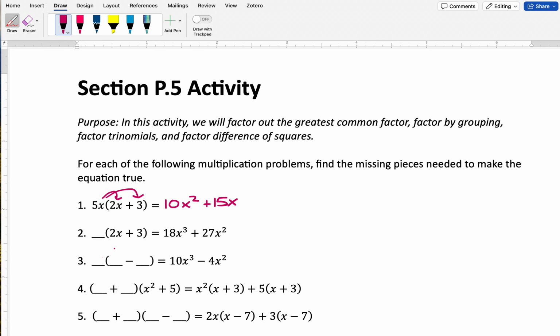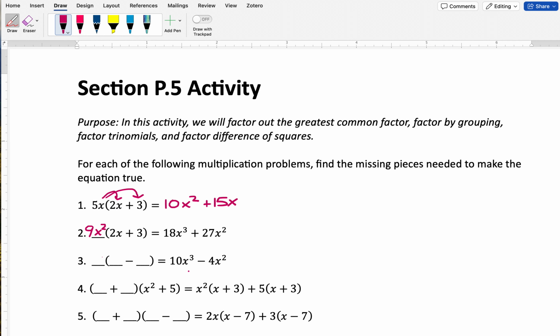So looking at number 2, we have a set of parentheses that's 2x plus 3, and we need to figure out what would go on the outside. So to do that, I can think about 2 times what gives me 18? Well, that has to be 9. And x times what gives me x to the third? Well, I need to multiply by 2 more x's, or x squared. Then I can check that with the second term here in the parentheses of 3. If I multiply 9x squared times 3, I get 27x squared. So that checks out.